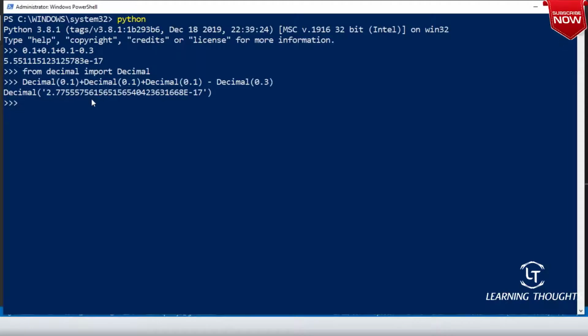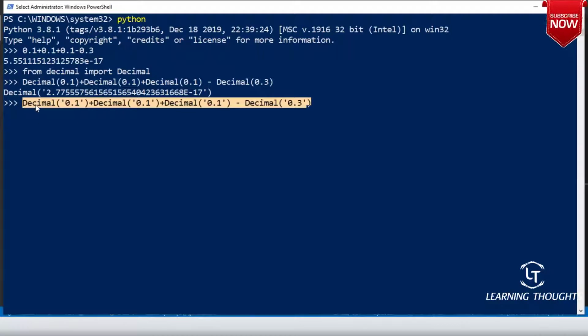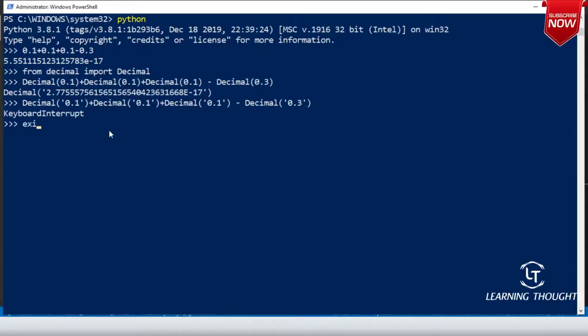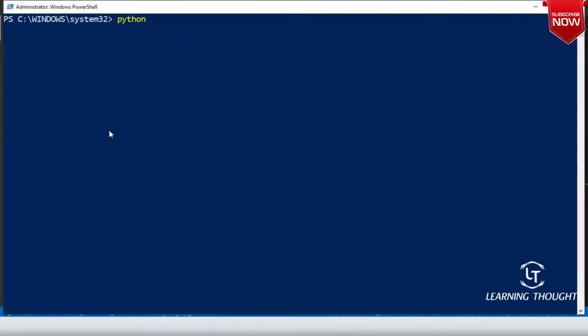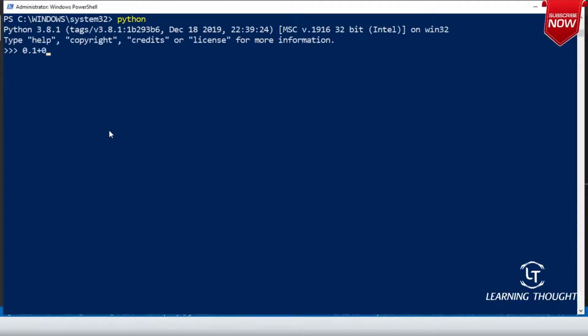I'll copy this expression and then redo it. All right. When you have superpowers, you should know how to use them. Okay, so let me try to write it now. Python 0.1 plus 0.1 plus 0.1 minus 0.3.